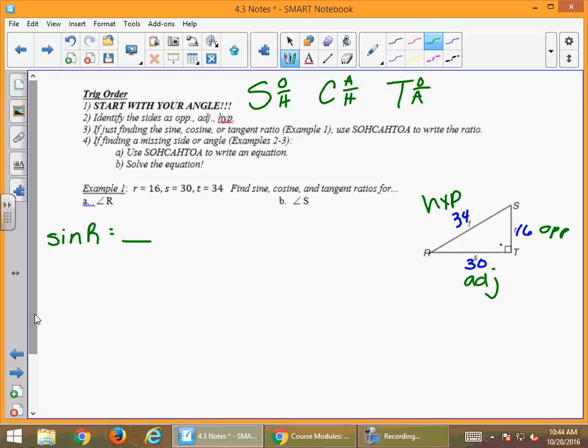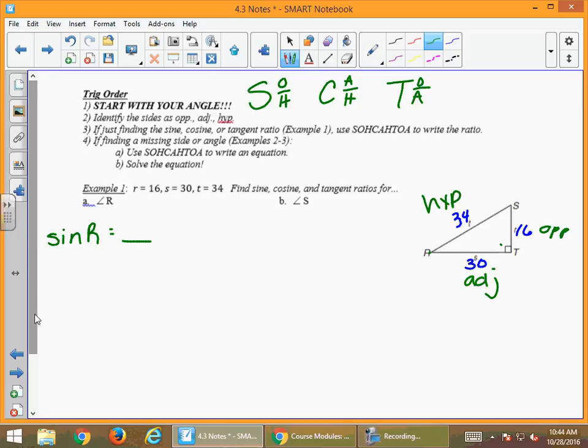Write that on the top of your paper. Every time. If it's not already there. Okay? So if we're dealing with sine, what do we need? What's our ratio going to be? What over what? Emmett? Yeah, opposite over hypotenuse.